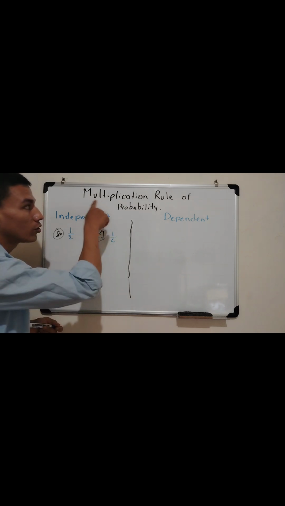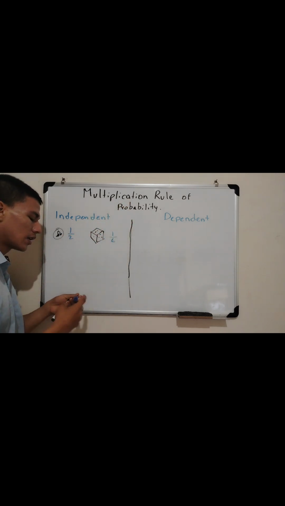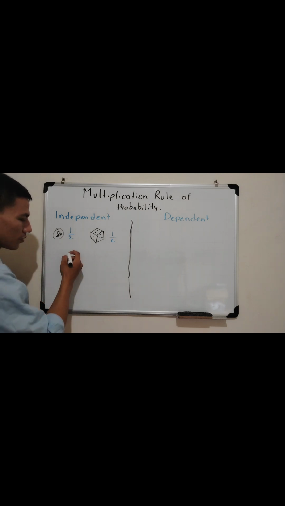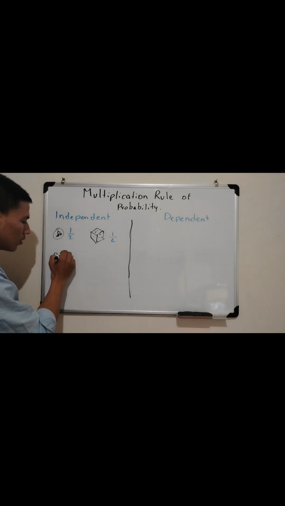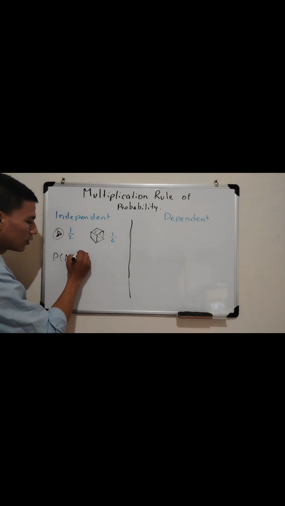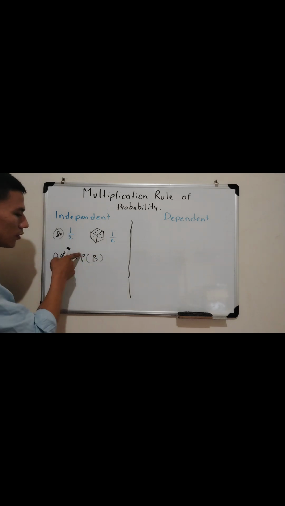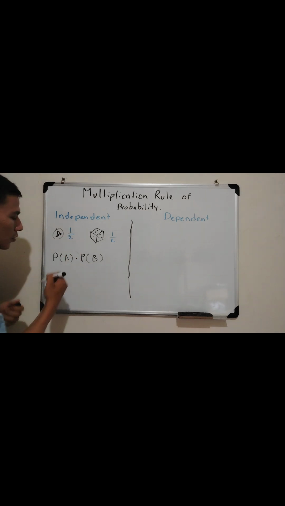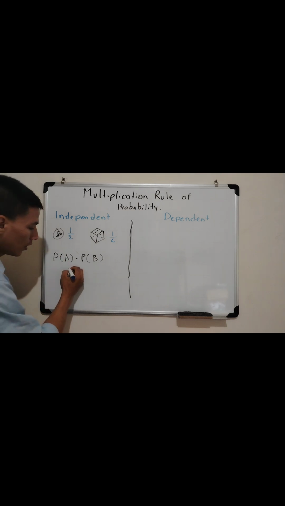Now, how would you multiply the probability of these two events when they are independent? You do something that is simple, just multiplication. The probability of A times the probability of B. Sorry for this dot. And just simply multiply. Let me use another color because this is dying.